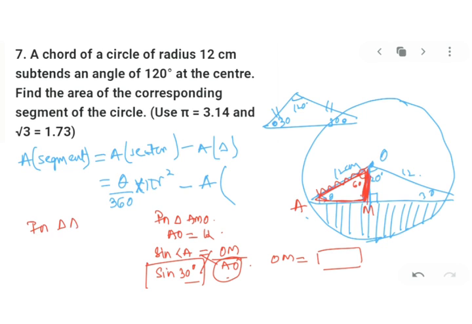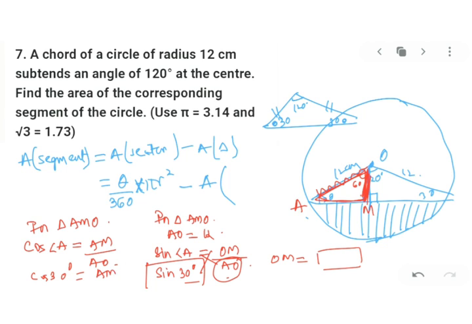Once you got OM, my dear kids, you can use another trigonometrical ratio in the same triangle, triangle AMO. Hypotenuse is given. If you want to find AM, you can go for cos angle A is equal to AM, that is base, upon hypotenuse, that is AO. Cos angle A, that means cos 30 degree, is equal to AM.